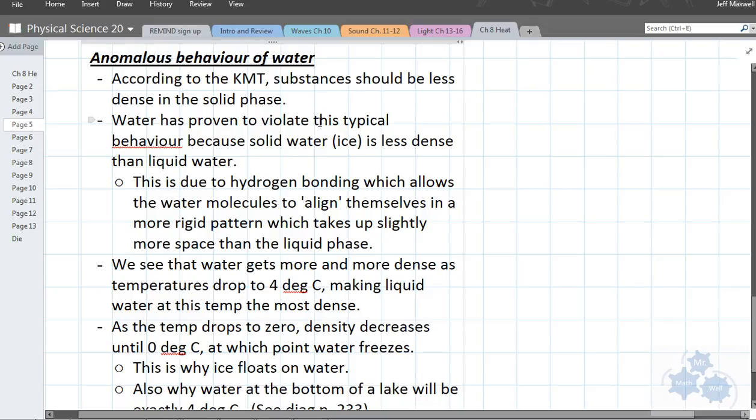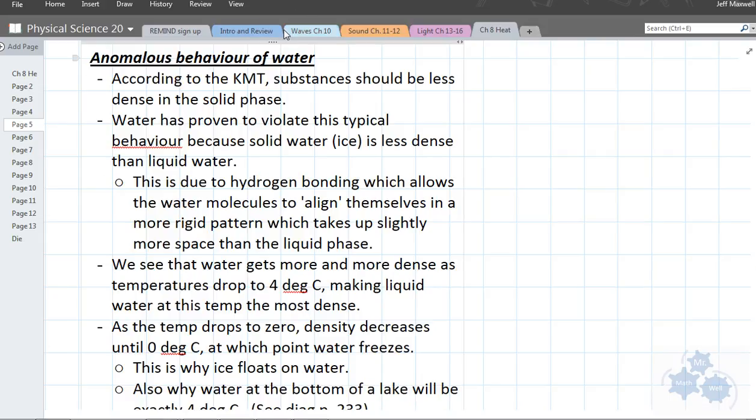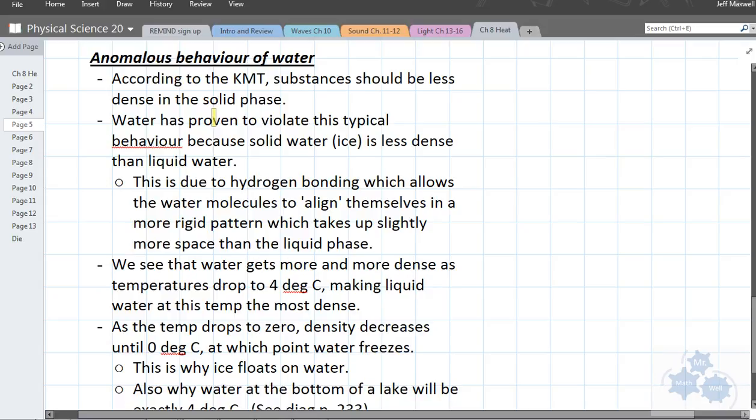Water is proven to violate this typical behavior because ice is less dense. And again, this is due to hydrogen bonding, so just make sure you have this jotted down here. Solid water, ice, is less dense than liquid water due to hydrogen bonding, as I mentioned. With hydrogen bonding, the water molecules align themselves in a more rigid pattern that takes up slightly more space than the liquid.